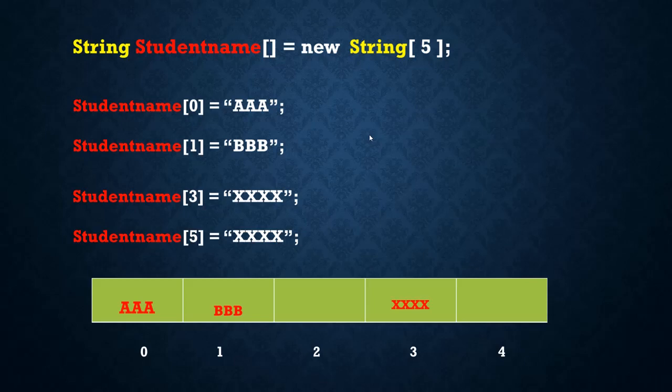Index number 5 is not in this array. You can see index number 4 is the maximum. Now that will become an error.